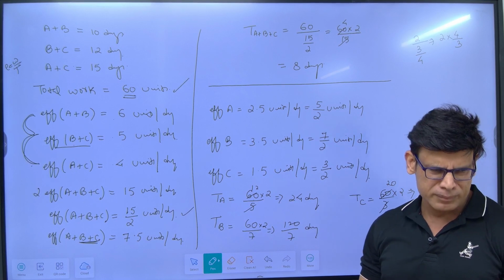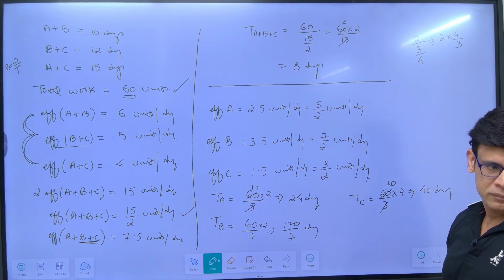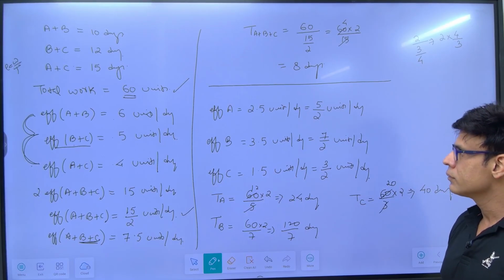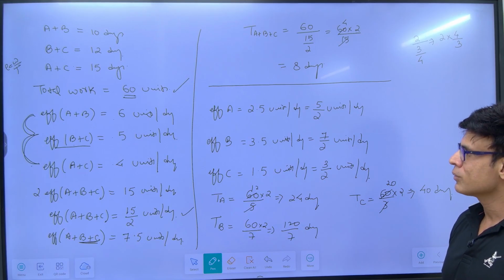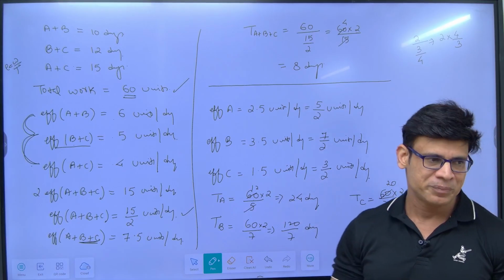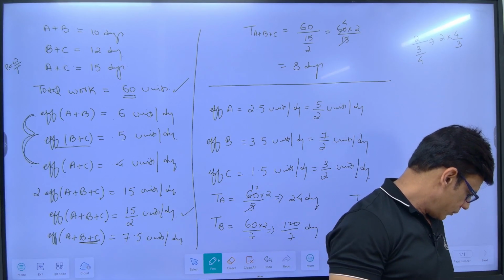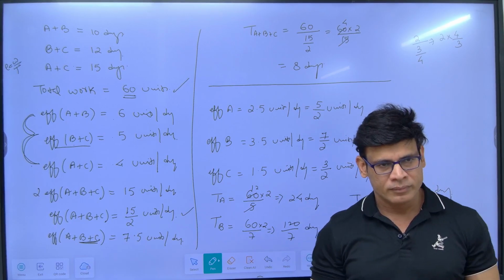So we can't simply do like, if A individual is 24 plus B, so 24 plus B is equal to 10, B is equal to... No. The reason being time and work are inversely proportional.